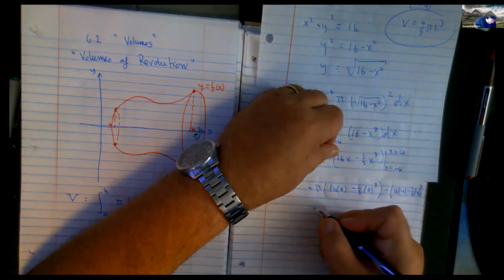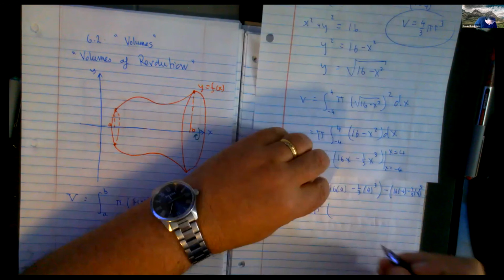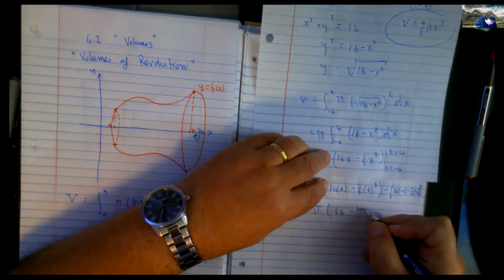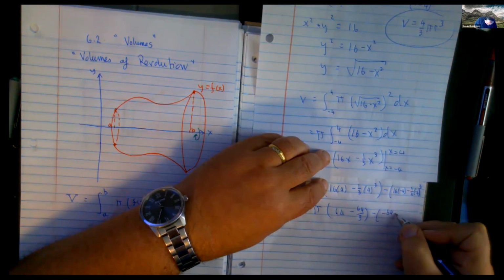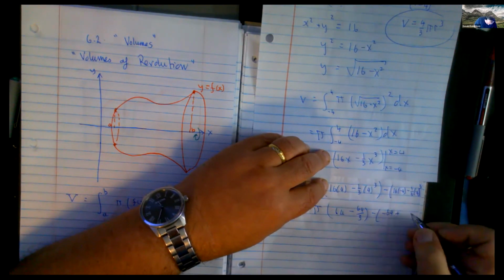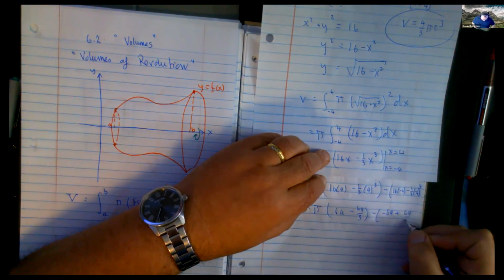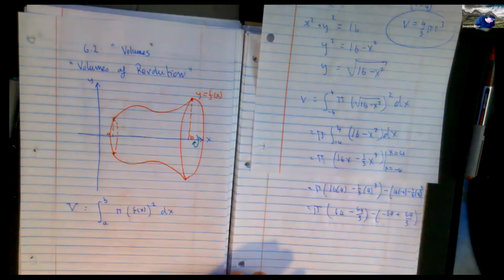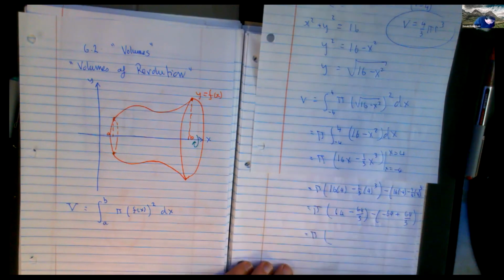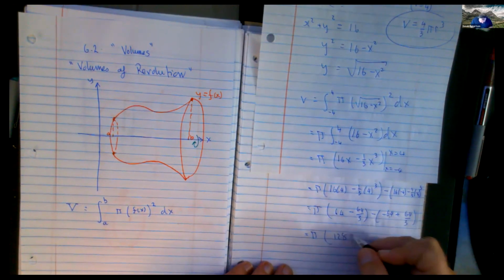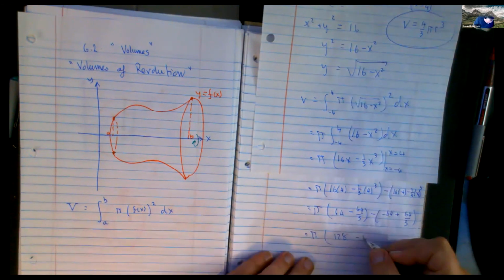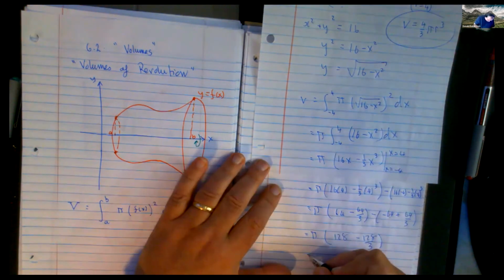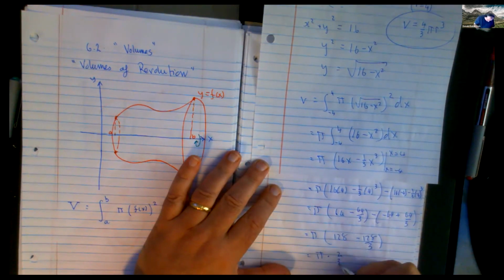That's going to be pi. That's 64, take away 64 thirds, negative 64, add 64 thirds. And that gets us 128. And this guy, take away that guy, gets you negative 128 thirds. So basically you're getting pi times 2/3 of 128.